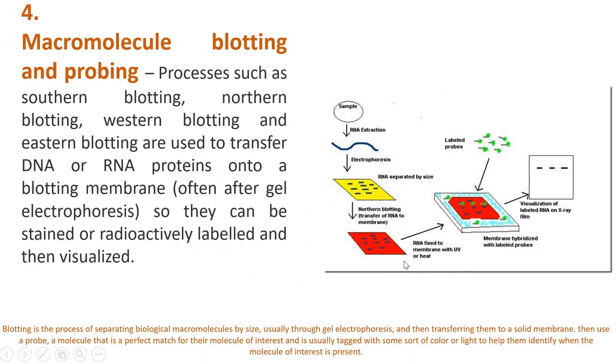Another technique we can use in biology is called macromolecule blotting or probing. The idea of blotting is that we can separate different biological macromolecules according to their size, using of course electrophoresis: since there is a size difference, the separation will be according to size by applying gel electrophoresis. After that, we transfer these separated molecules to a solid membrane and then use a probe.